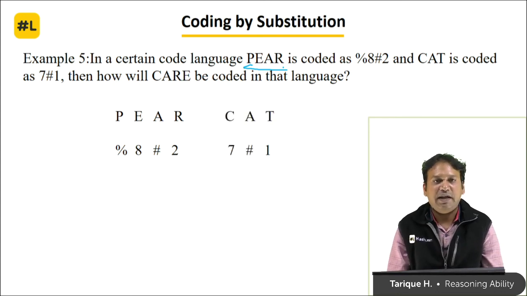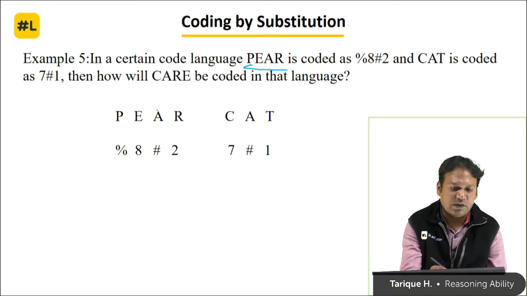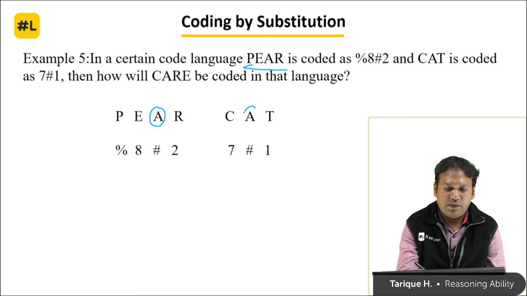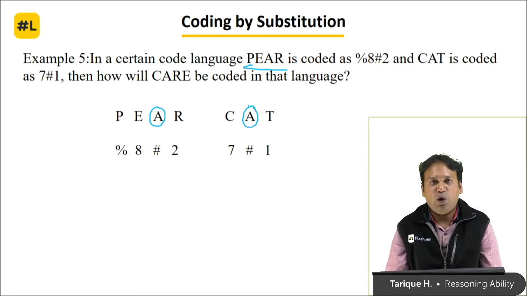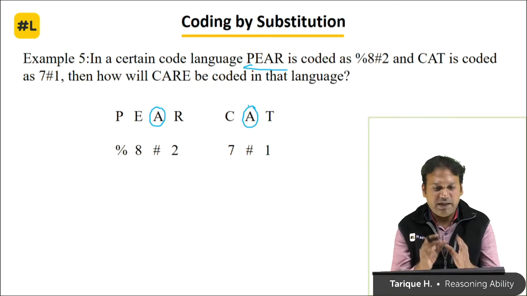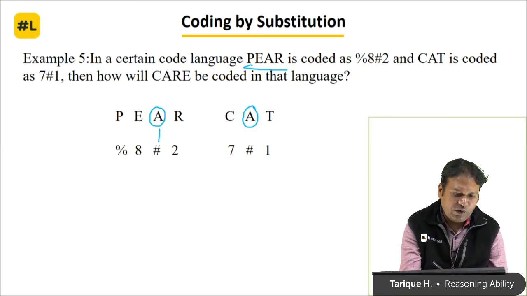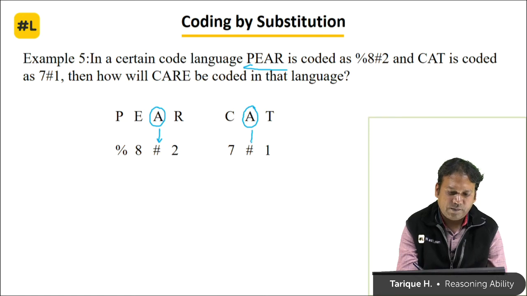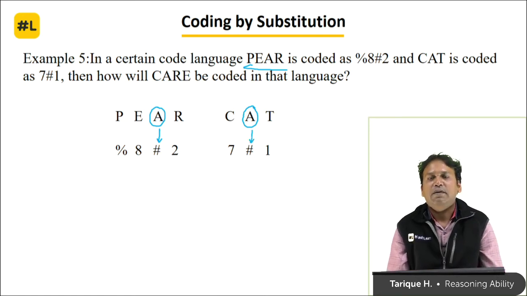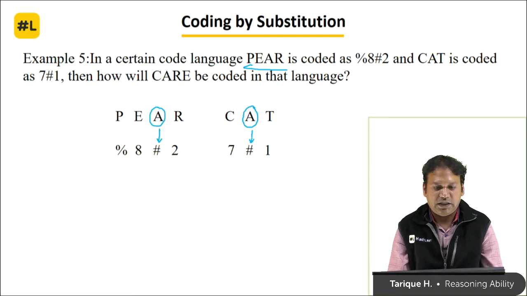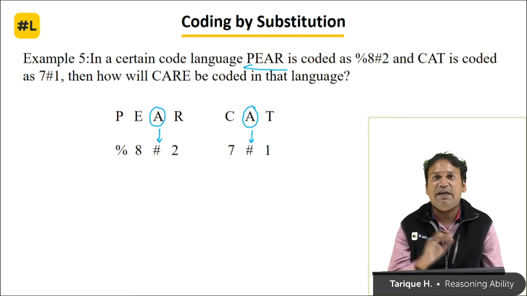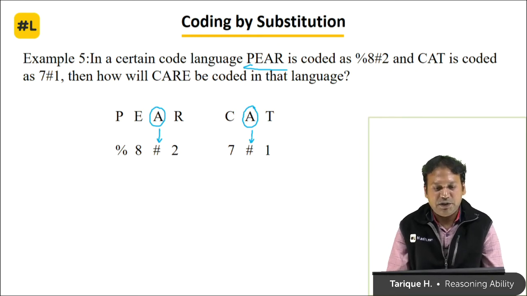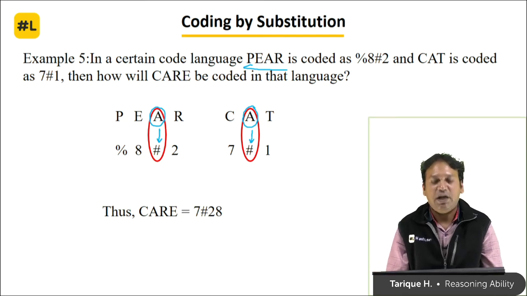So what do we get here? 7 #1. To observe and understand that this is a substitution coding question, the first thing is to look for common letters. What is the common letter here? A. Between these two words the common letter is A. Observe and see whether the code for A is same in both of these or not. So in the first word, what is the code for A? Hash. In the second word, what is the code for A? Hash. That means it is directly a question based on direct substitution. So if you want to find the code for care, the answer will be 7 #28.